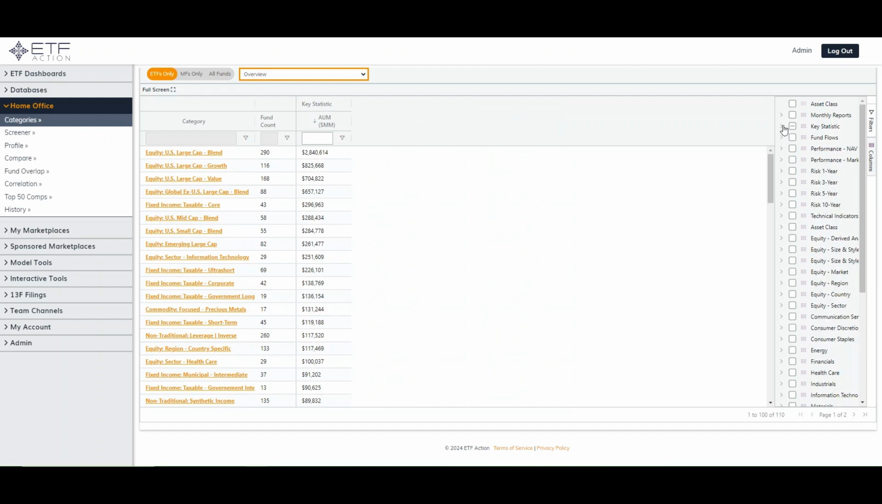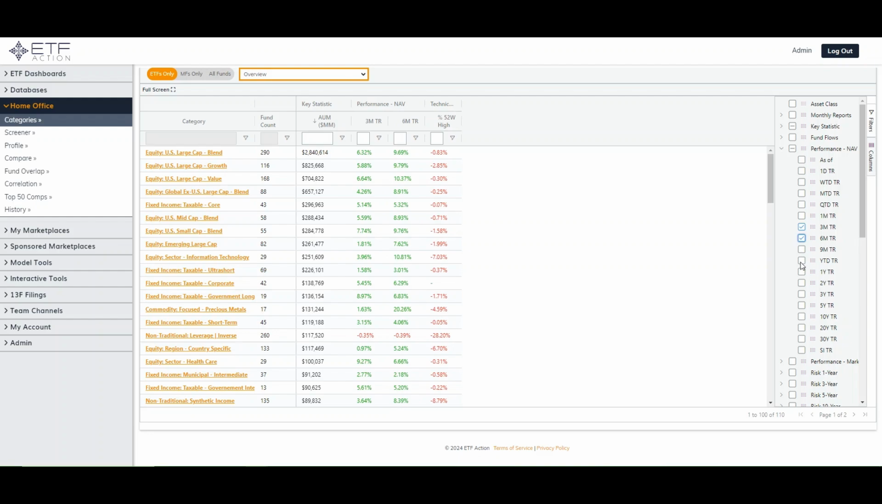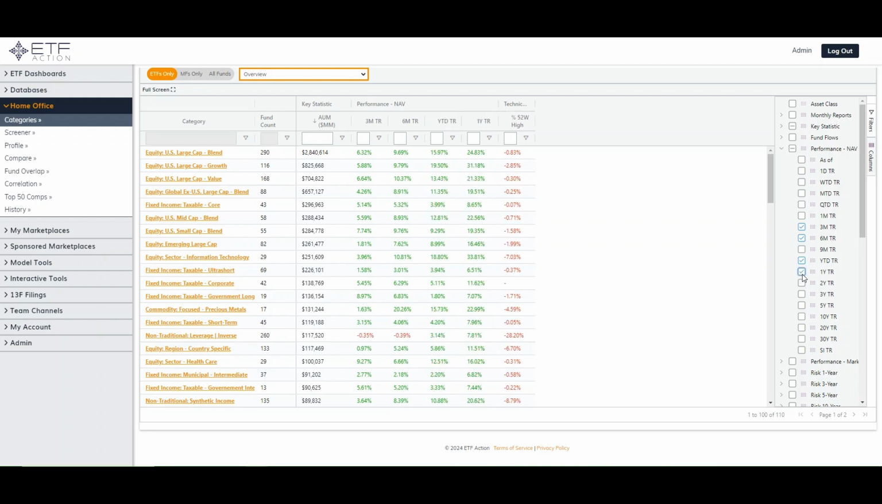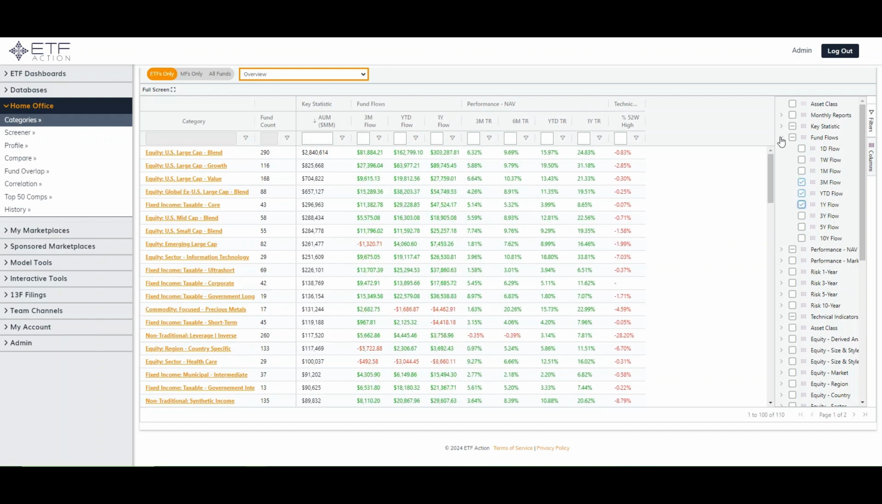And then in addition to that, we want to add a couple more tabs. Percentage from the 52-week high, I'd like to see that in here. We also want to see performance, so we're going to add performance. We'll do 3-month, 6-month, throw in year to date, and 1 year, I suppose. And one last place is fund flows. So we'll do year to date flows, 3-month flows, and we'll throw in 1 year.